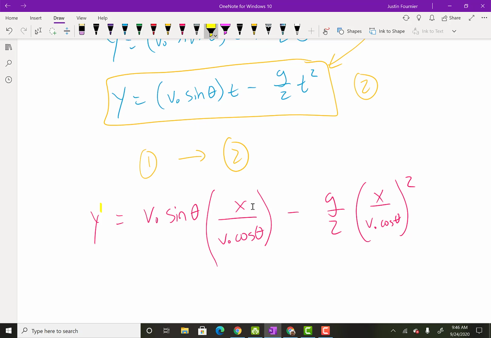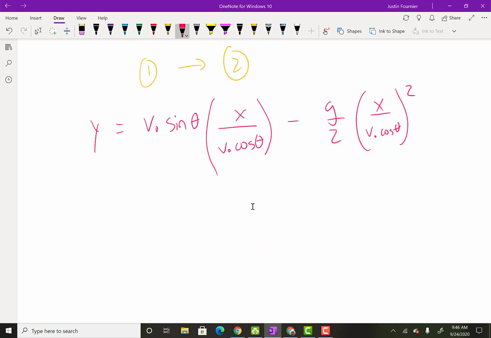So I know y, I know theta, I know x, I know g. So all this is now just going to be isolating v naught, which, as you can see, is not necessarily going to be an easy task. So let's see what we can do here. Some things are going to cancel out right here. v naught cancels out with v naught here.